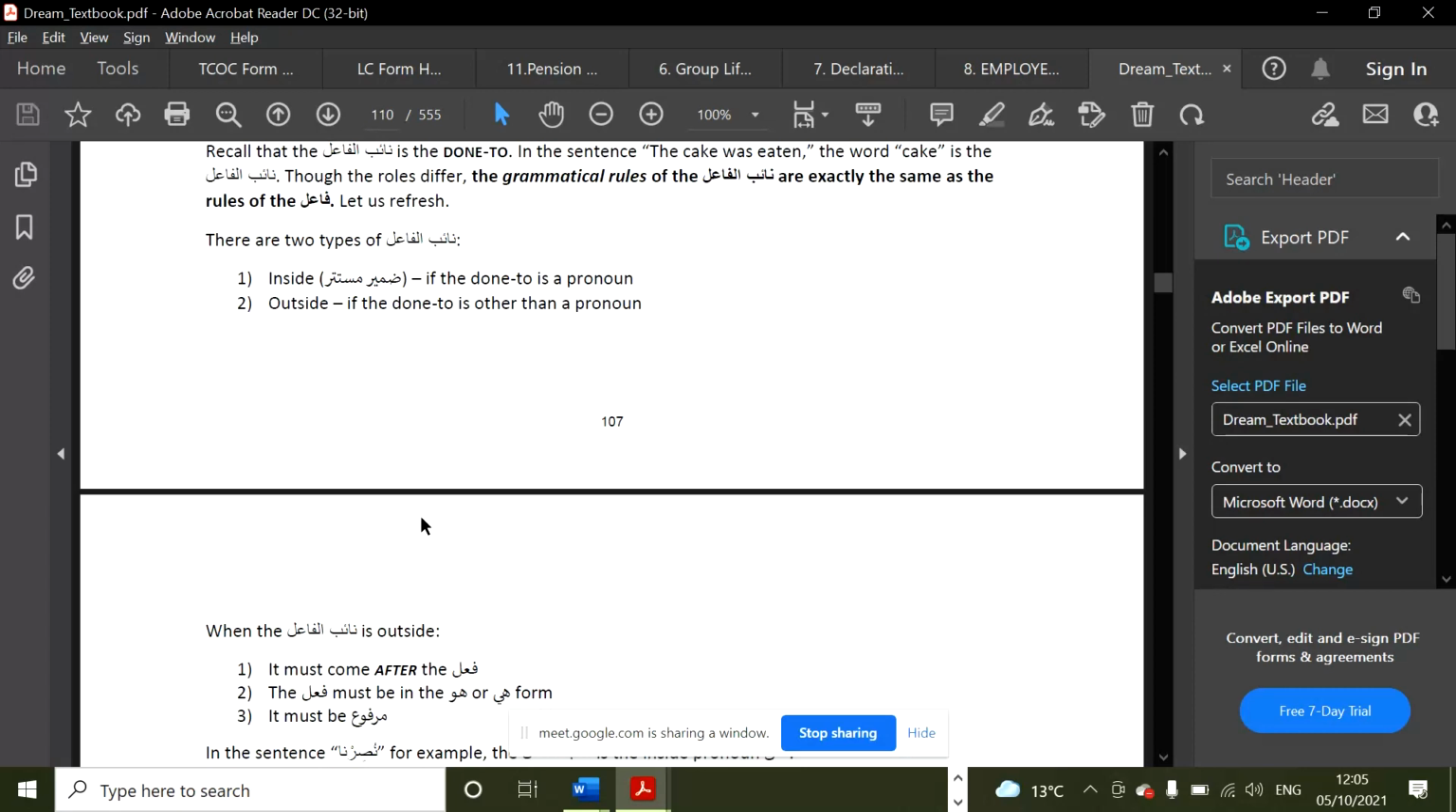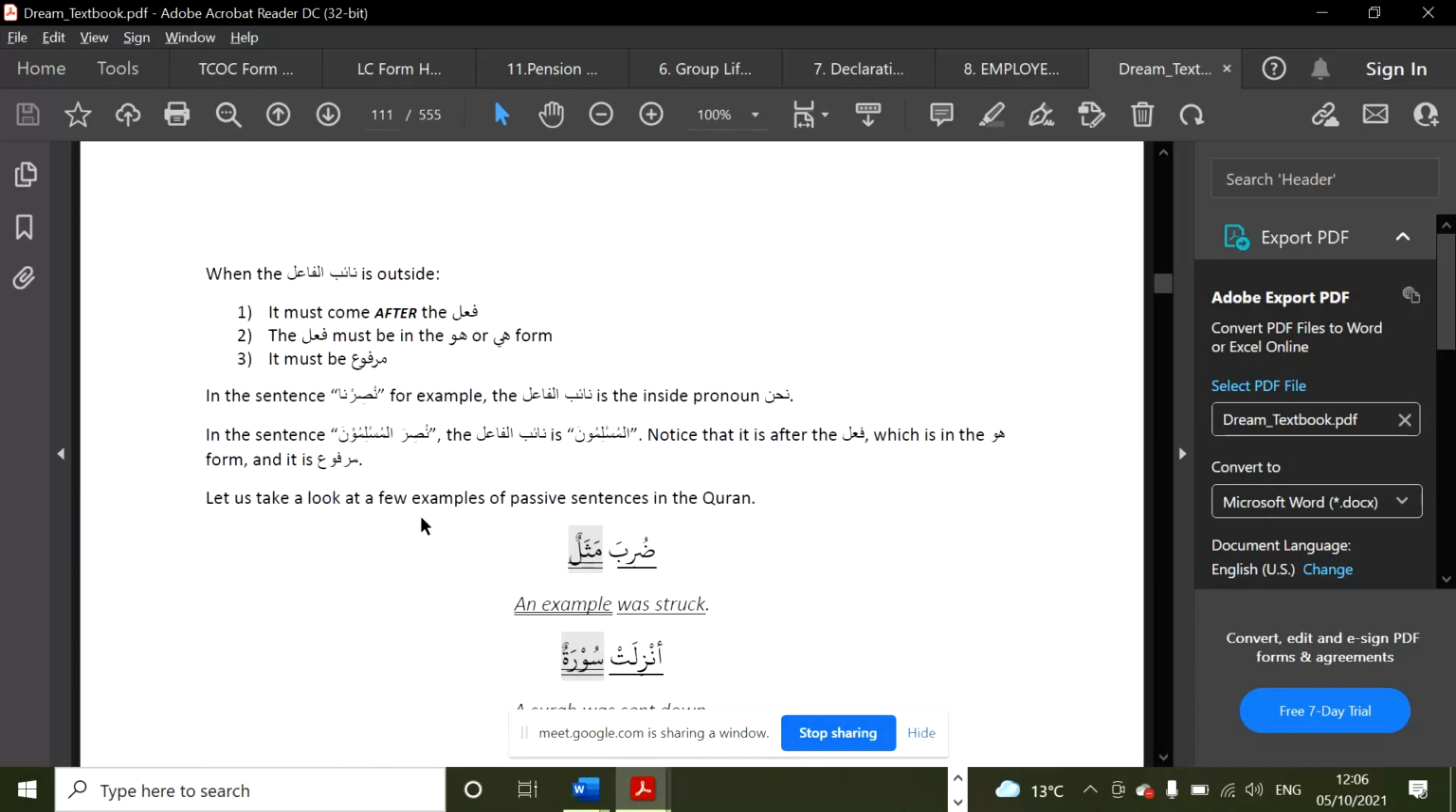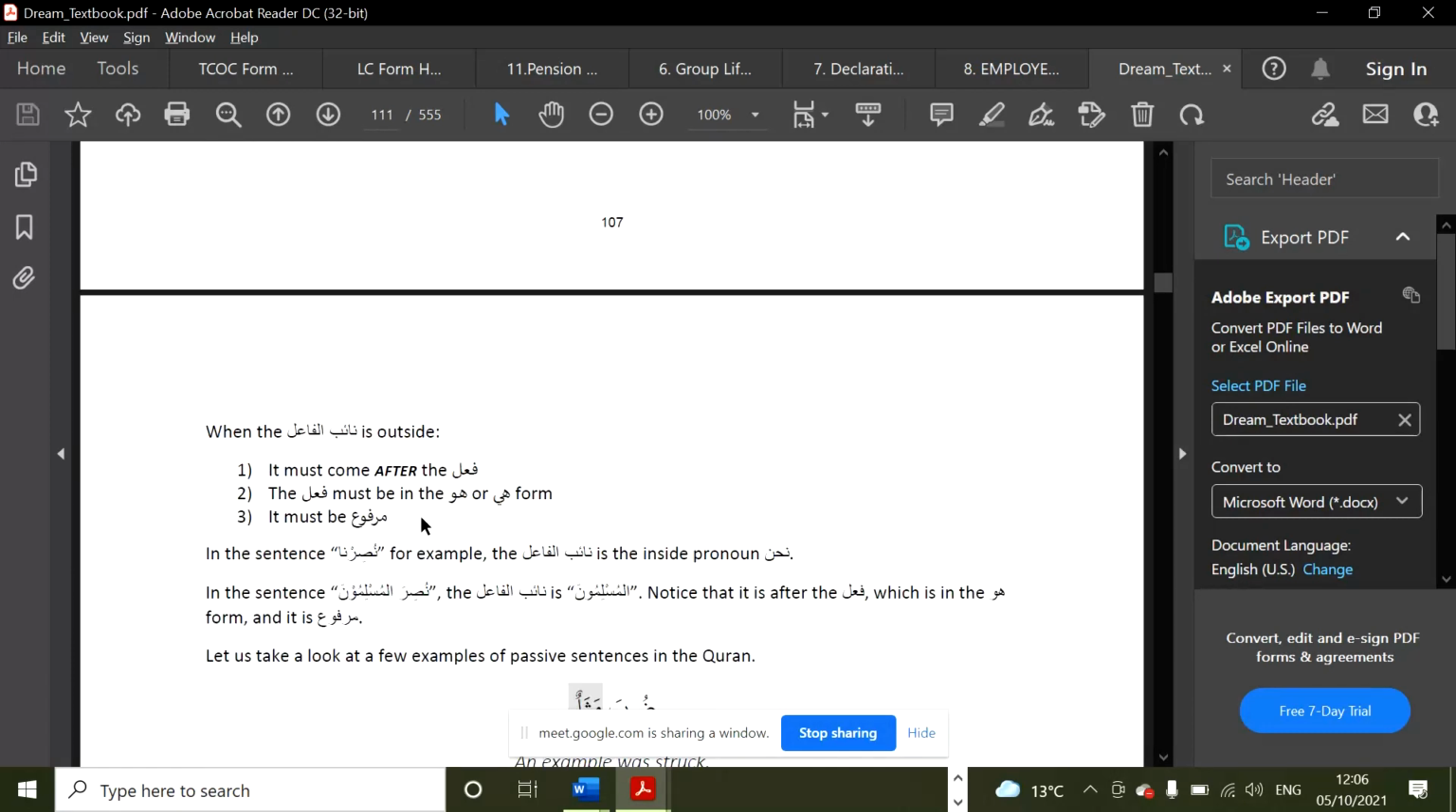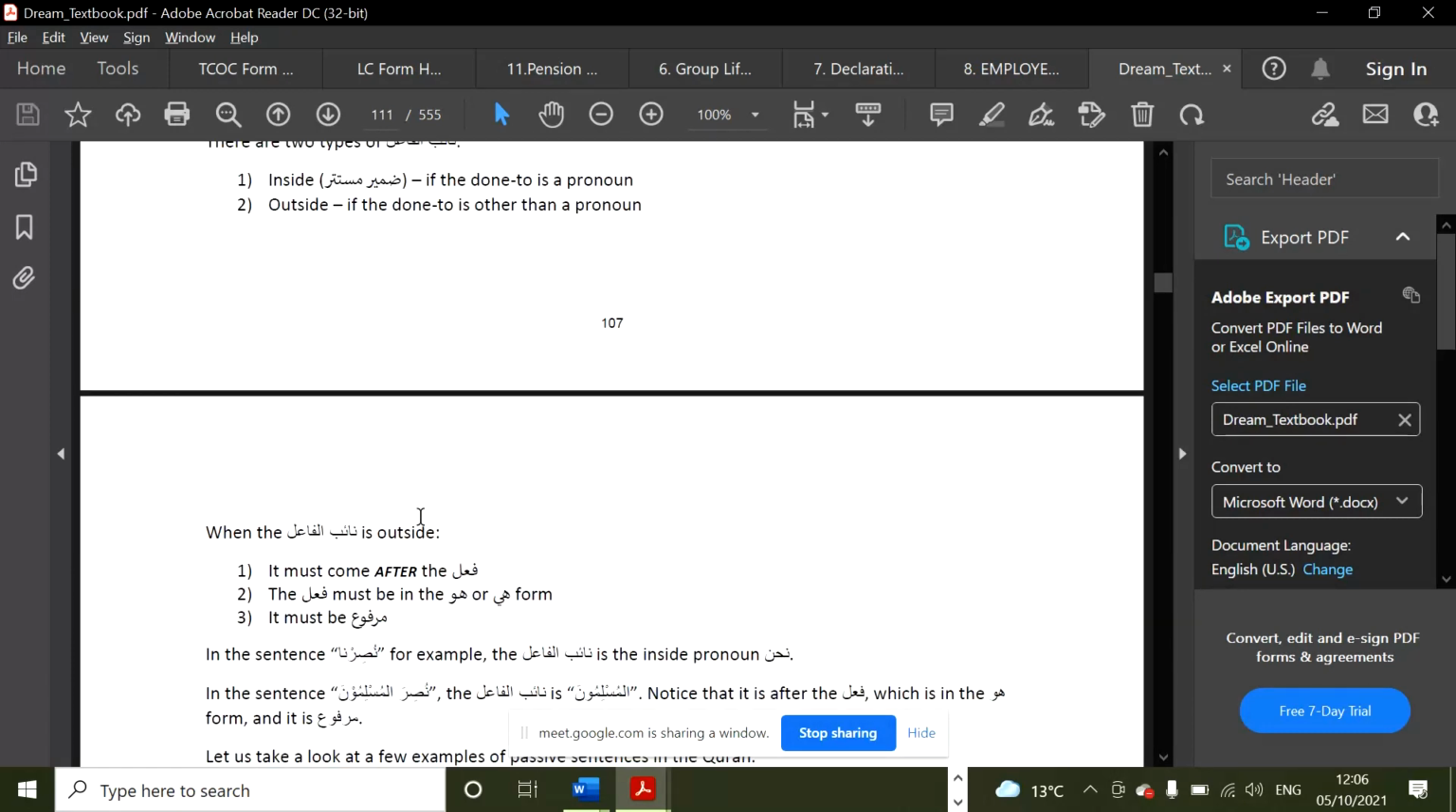Then please do not get confused with the term. If you can remember, well and good. If you cannot remember, just stick with the inside and the outside naibul fail. Can we say inside doer and outside doer in this case as well? No, no, like we did with the inside done-to and outside done-to, not doer.